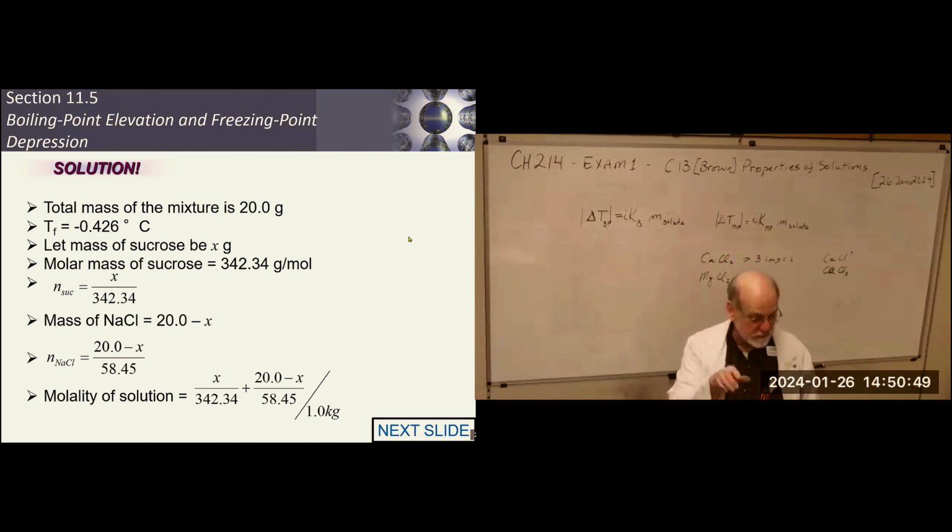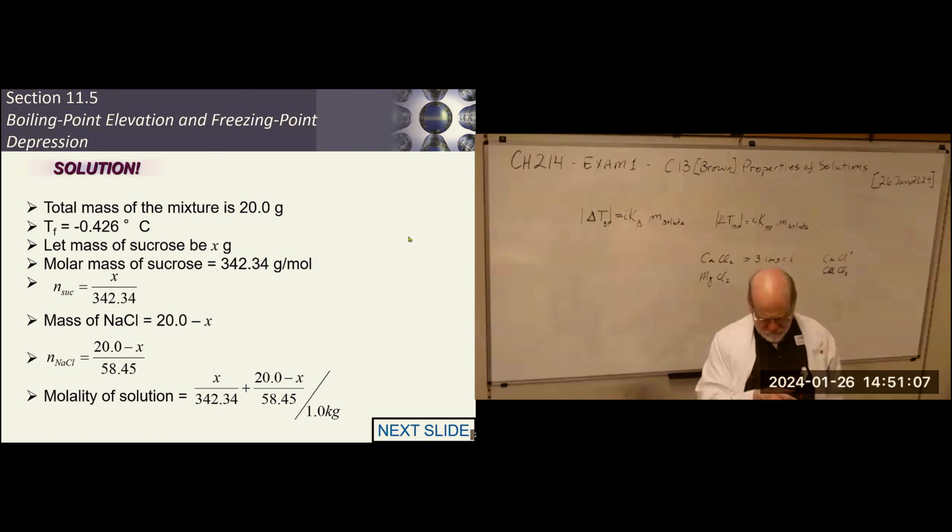We've got the total mass of the solution, that's given. We've got the freezing point as minus 0.426. We're going to let the mass of the sucrose equal X grams. That means the mass of the sodium chloride is 20 minus X. So we're using some algebra here.